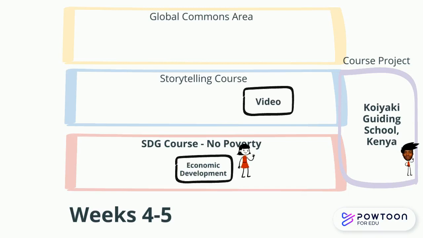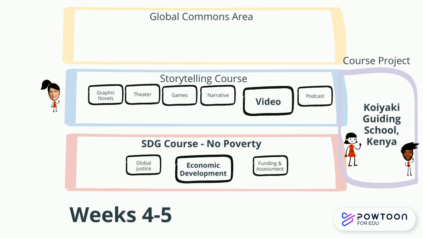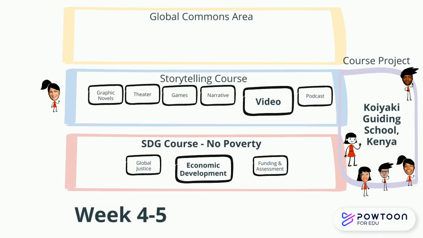Once she has completed the content in the SDG course, Joanna begins working with her international non-governmental organization, Koyaki Guiding School in Kenya. She will work with other students, her facilitator, and leaders from the organization to create a story that conveys the importance of the work that the organization does in their community. She will also be working with students who have studied different lenses on the SDG and different storytelling mediums. The diverse preparation of students in her group helps them develop a stronger story since they're able to draw on a wider range of knowledge and skills.